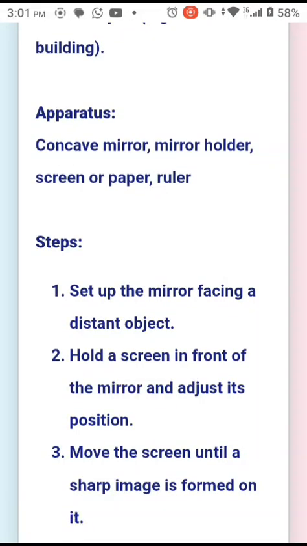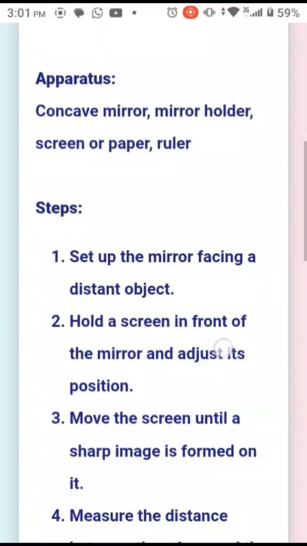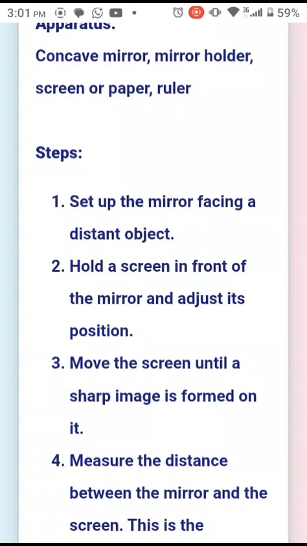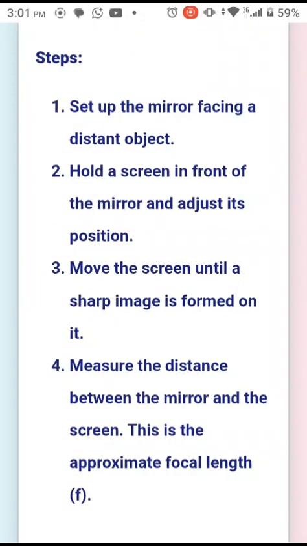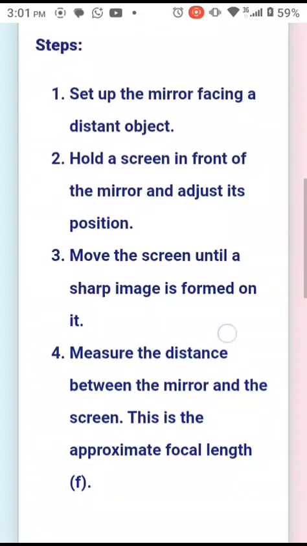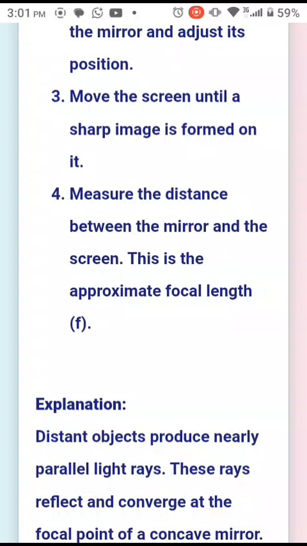Hold a screen in front of the mirror and adjust its position. Move the screen until a sharp image is formed on it. Measure the distance between the mirror and the screen. This is the approximate focal length, f.